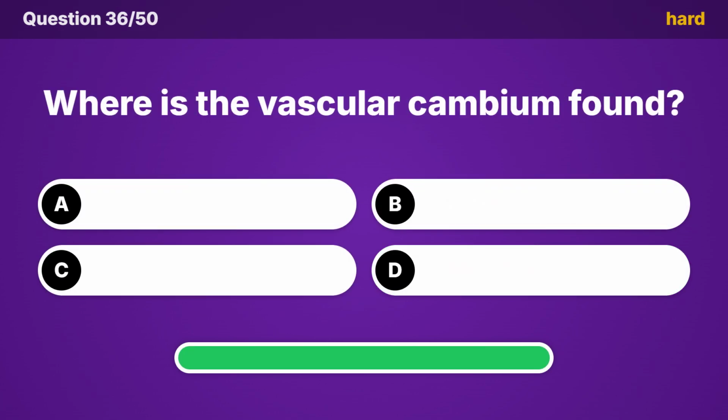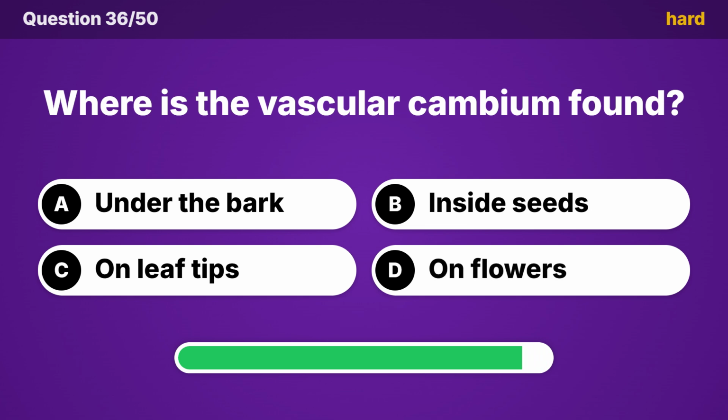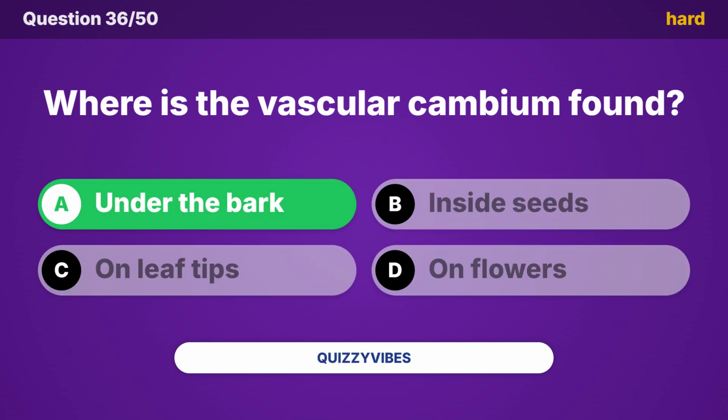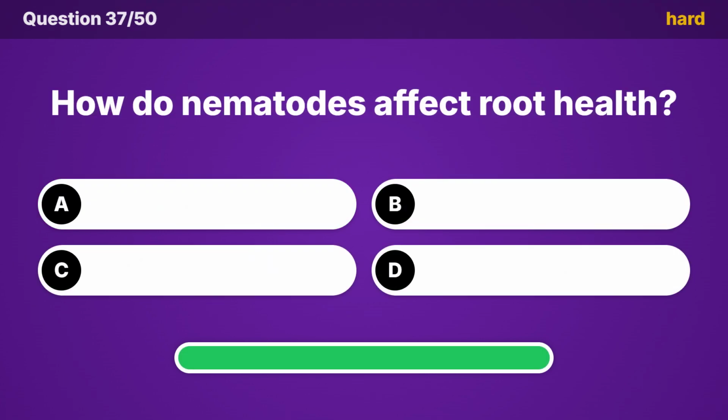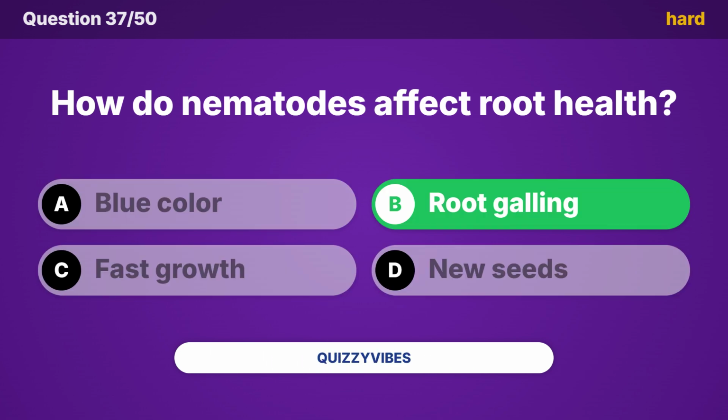Where is the vascular cambium found? Did you guess it? The answer is under the bark. How do nematodes affect root health? And the answer is root galling.